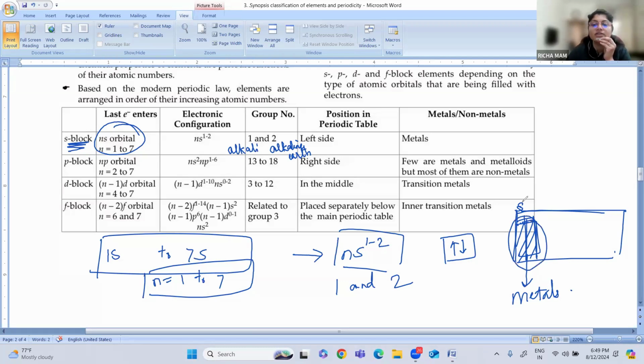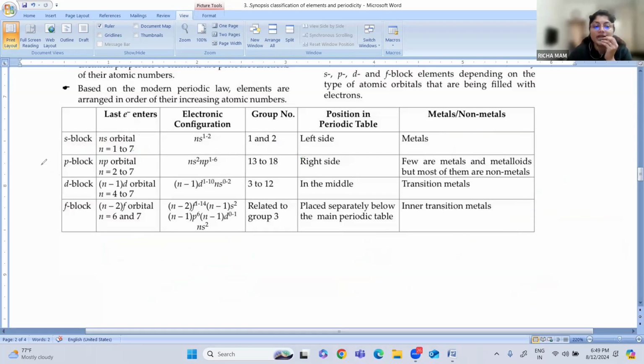So together they fall in the S block elements, placed on the left hand side of the periodic table. They are metals. They fall into the metals category. So this is about S block. Next we will see P block.